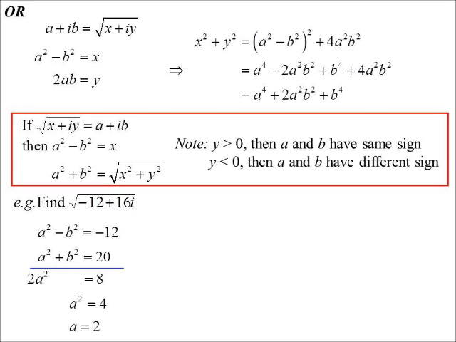I got 2a squared is 8. a is 2. I'm just going to take the positive part here. So a is 2. And then I can sub back in, I get b is 4. Remember? The imaginary part was positive, so I knew they had the same sign. The reason I didn't worry about the plus or minus here is because I put it in my final answer. So there we get it. Plus or minus 2 plus 4i. Heck of a lot quicker than the other method. Okay?